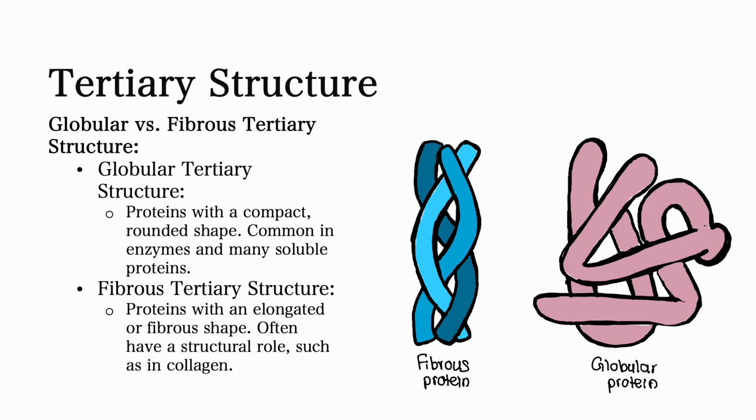Tertiary structures can also be classified as globular structures and fibrous structures. Globular tertiary structures refer to proteins that are compact and rounded in shape. This type of structure is common in enzymes and many soluble proteins. Fibrous tertiary structures refer to proteins with elongated or fibrous-looking shapes. These types of proteins often have a structural role. For example, collagen is a protein that has a fibrous tertiary structure.